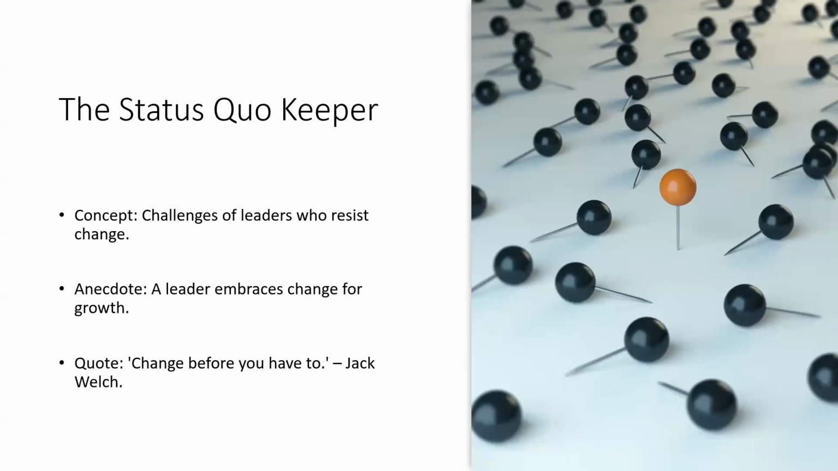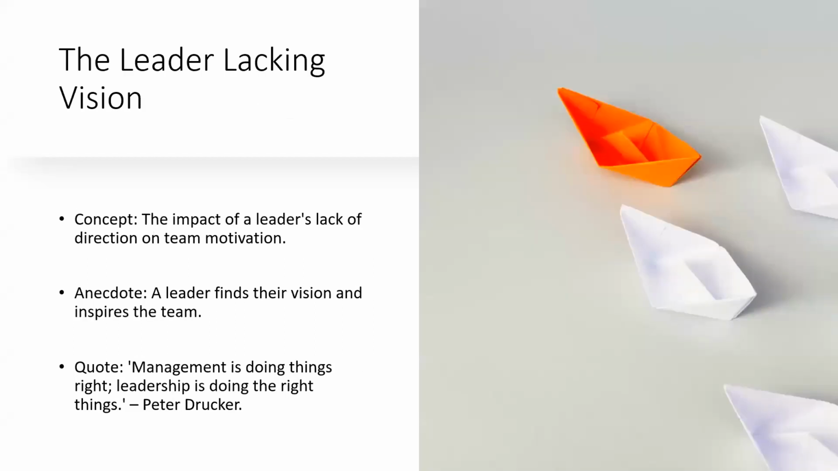There's a kind of leader John describes as the status quo leader. And this is the leader who does not want to change, who just wants to stay the same. I like a quote from Jack Welch, and he says, change before you have to. Are you working for a status quo leader? It can be quite frustrating. A status quo keeper who refuses to change can be such a frustration to work with.